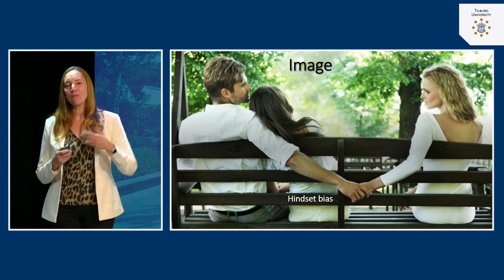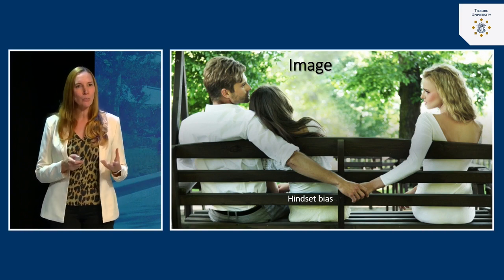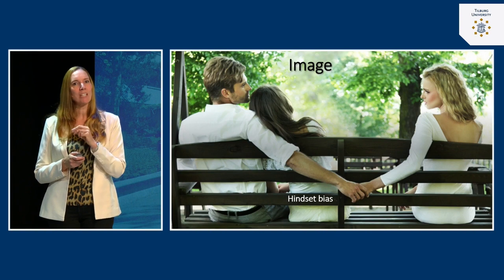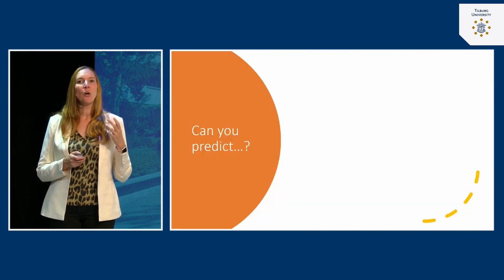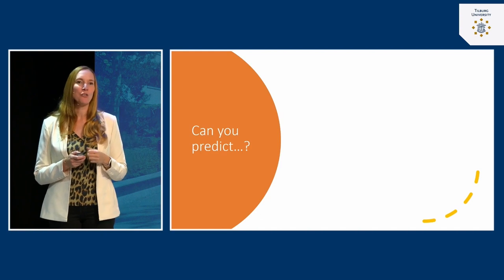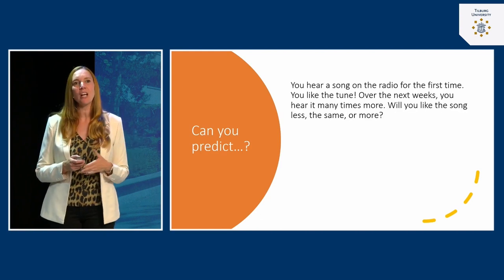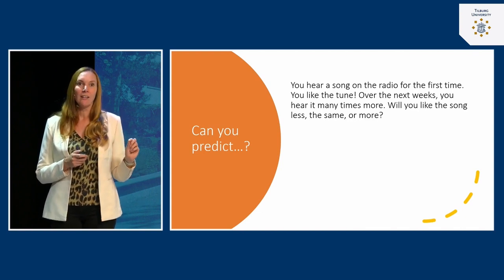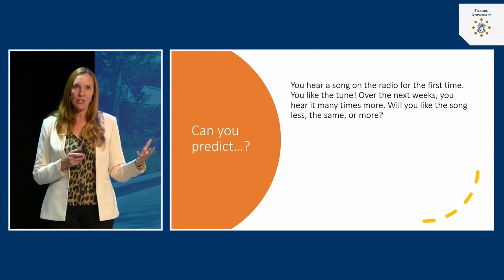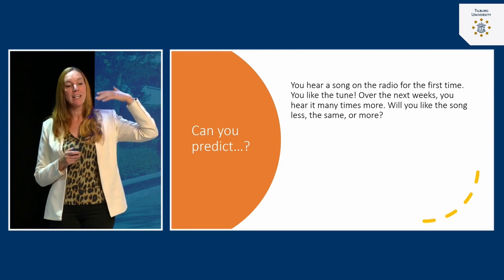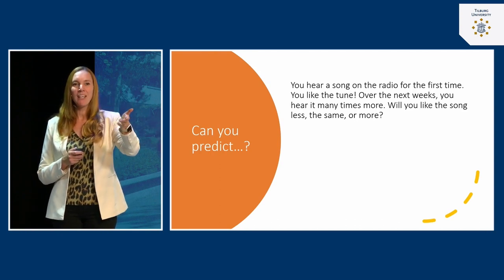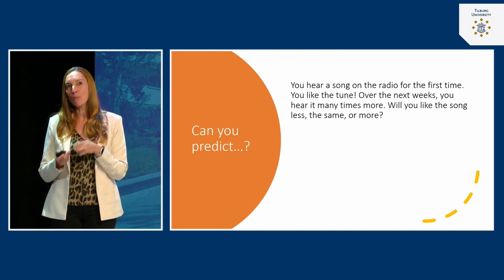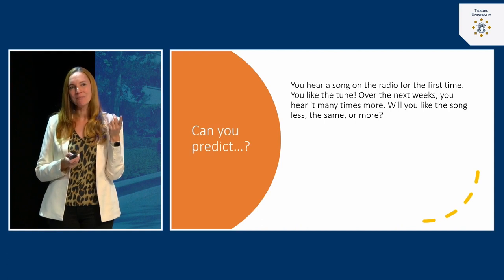And sometimes I get this feedback, this criticism, but oftentimes this is not how it works, because if I ask you to predict outcomes of a certain study, this is much more complicated than you sometimes think. So, for example, I will now showcase some questions, something that you could study. For example, you hear a song on the radio for the very first time. You really like the song. Over the next few weeks, you hear it many, many times on the radio. So you know this, first time you hear a song, then it gets repeated over and over again. After a couple of weeks, do you think you will like the song less, the same, or more? So you think about that yourself.